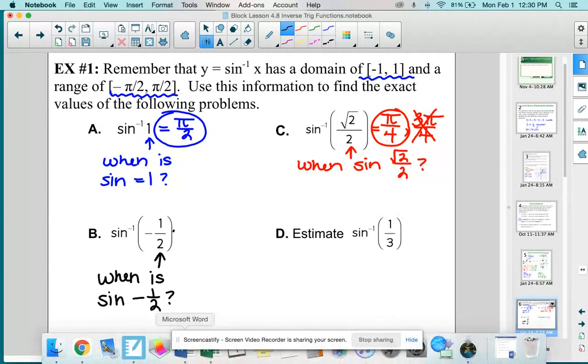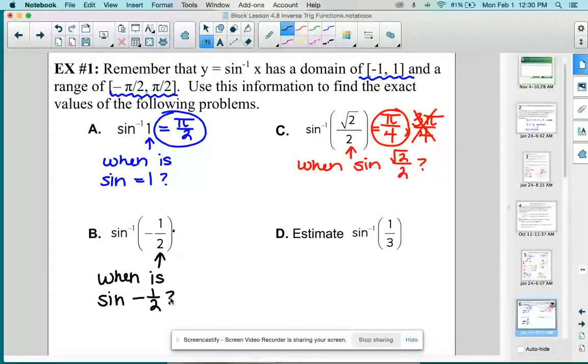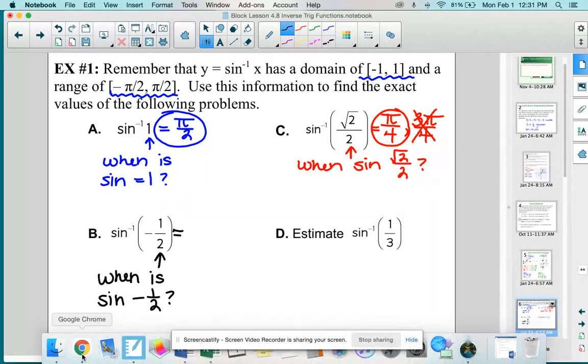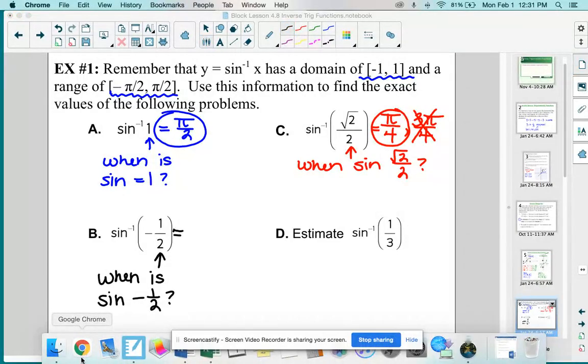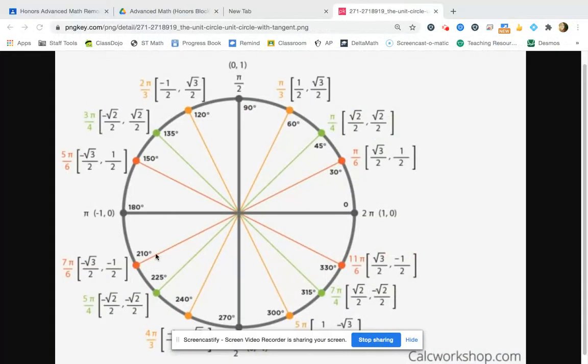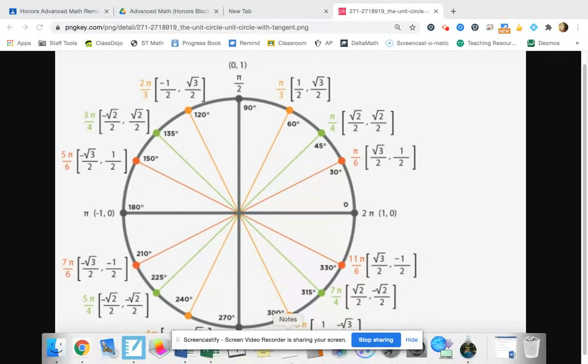Okay, pull up your unit circle if you need to. Hopefully you could think about all the unit circle values you know and come up with an answer. So when is sine negative 1/2? I know this has to be in the third or fourth quadrants. And sine is 1/2, let's see, at pi by 6. So I would need 7 pi by 6 or 11 pi by 6. Let's verify. So negative 1/2 for sine, yeah, 7 pi by 6 or 11 pi by 6.